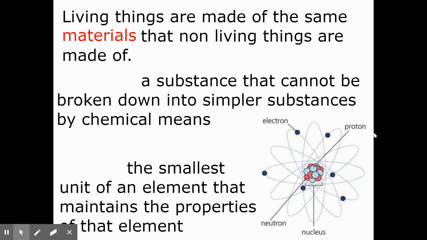First of all, you need to understand that all living things are made of the same materials that non-living things are made of. All right, let's start with that premise. A substance that can't be broken down into similar substances we call an element. And then the smallest unit of any element that maintains those properties is what we call an atom. Right? So yes, we're going to talk a little bit about electrons and neutrons and protons.